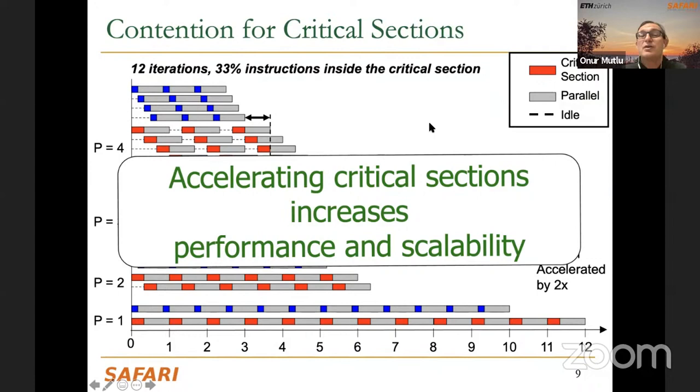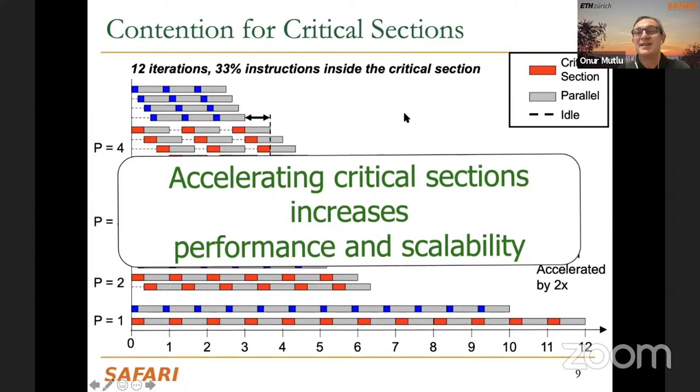And at which point your scalability improves depends on how bad your critical section percentage is as a fraction of your overall execution time. Clearly, if your fraction is 33%, your performance saturates at three threads in this particular case. If your fraction is only 5%, perhaps you can go up to 20 threads, right? Unless there are other bottlenecks, of course, right? We're just talking about critical sections in this particular case. So I think this is a very powerful thought experiment to see. Now, of course, then the question becomes, how do you accelerate the critical sections?